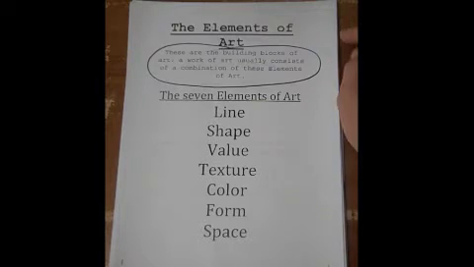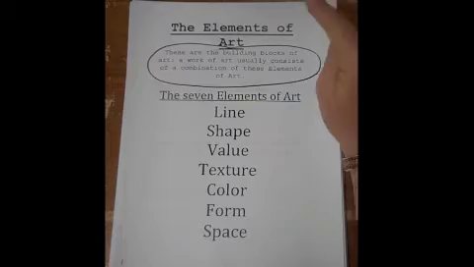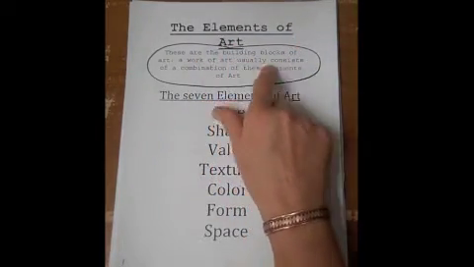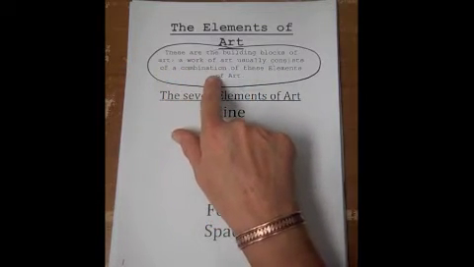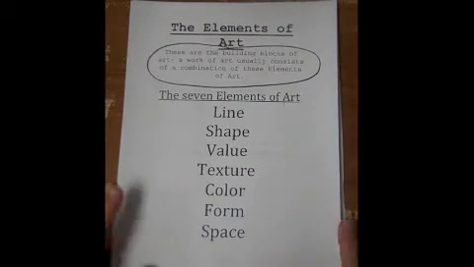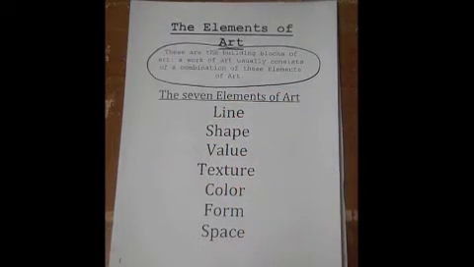And circle that and then read along with me. Start at the top, go. The elements of art. These are the building blocks of art. A work of art usually consists of a combination of these elements of art. Very good, grasshopper. The 7 elements of art are line, shape, value, texture, color, form, and space.